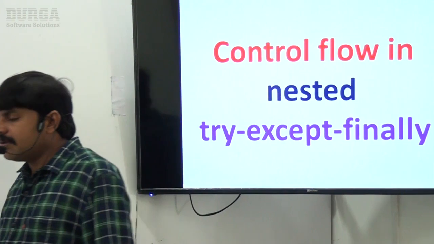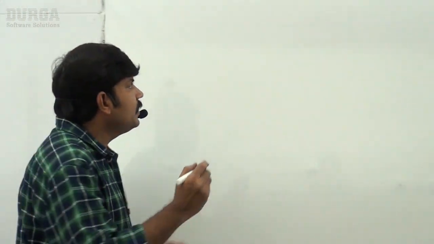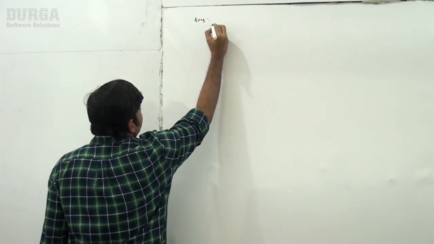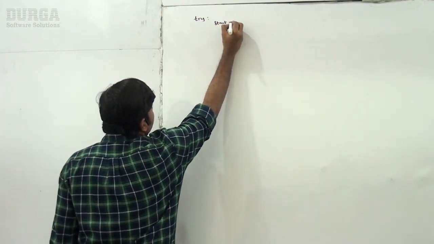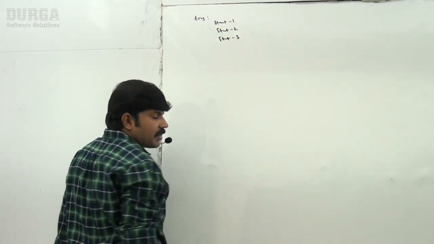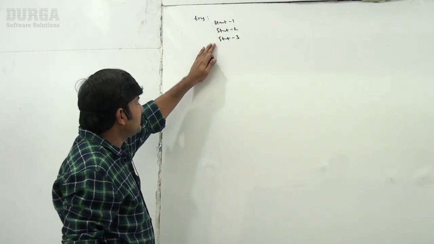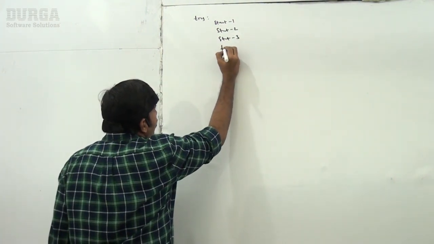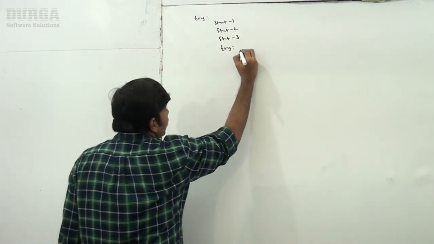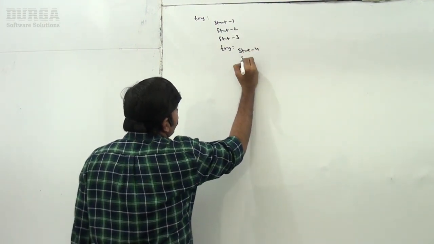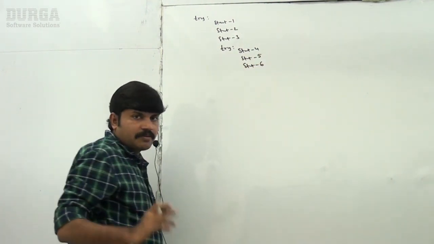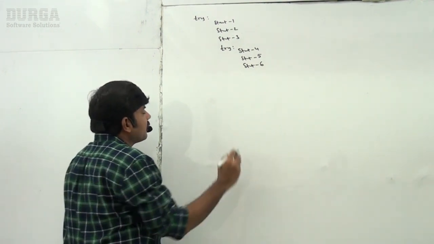Let me consider this code. Observe a bit very carefully. Here I am taking a try block. Within the try block, statement 1, statement 2, statement 3 are there. Next, within the try, I am taking an inner try. Inside the inner try, statement 4, statement 5, statement 6.